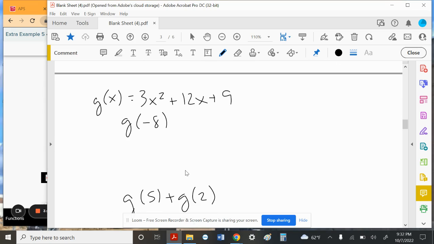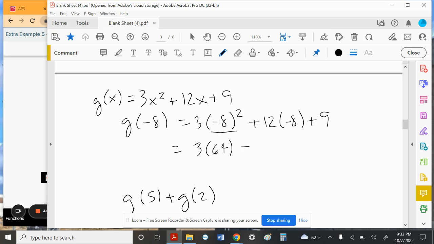So here we have the g of x. That's what it equals. We're going to plug everything in. So we're going to do 3 times negative 8 squared plus 12 times negative 8. Remember, this is not minus there. Plus 9. So then we have to do order of operations. We do the squared first. So that would be 3 times 64 minus 12 times 8 is 96, if I remember correctly, and then plus 9. And then we do 3 times 64, 192, minus 96 plus 9.